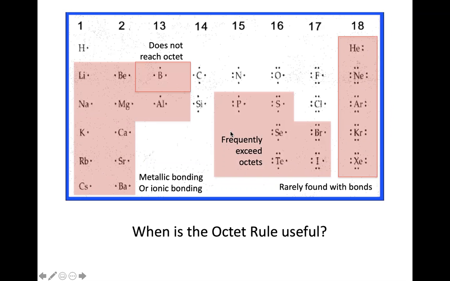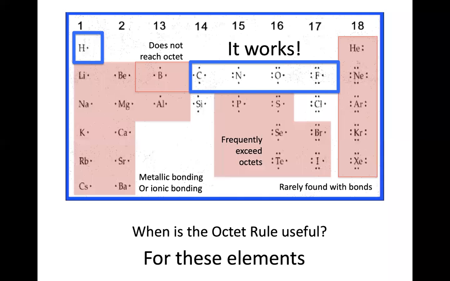We see boron does not reach an octet. When is the octet rule useful? It's really useful for the ones that I show right here. For hydrogen, I'm going to expect single bonds only. And then the octet rule, when does it work? It will be great for carbon, nitrogen, oxygen, and fluorine. It will be great for those.